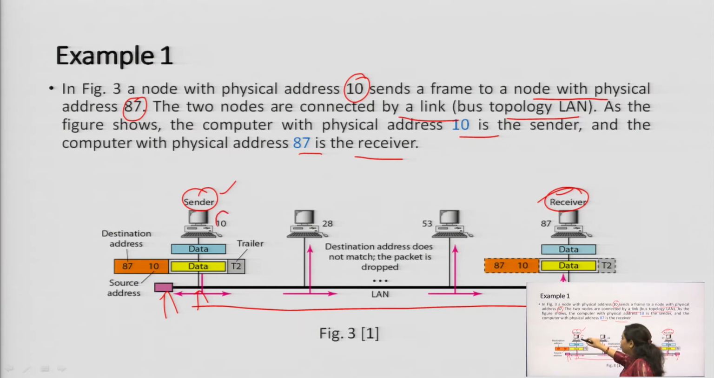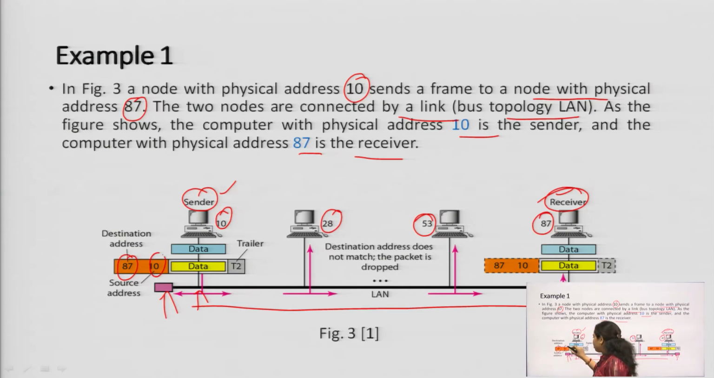The physical address of this sender will be 10. The physical address of this receiver will be 87. The physical address of this computer is 28, and the physical address of this computer will be 53. Now, these are the frames that have been formed. You can see how you have to provide the data and how you have to insert the addresses. This is the destination address, which is 87, the physical destination address.